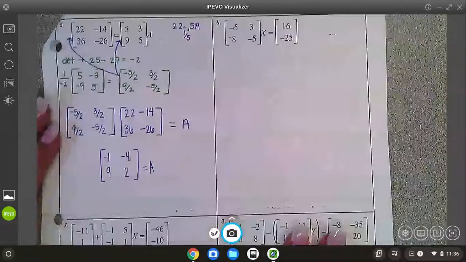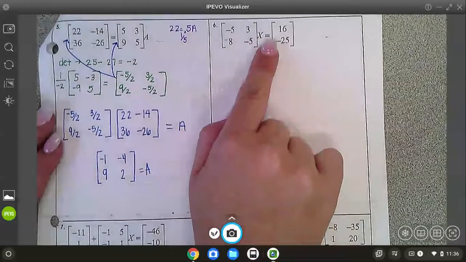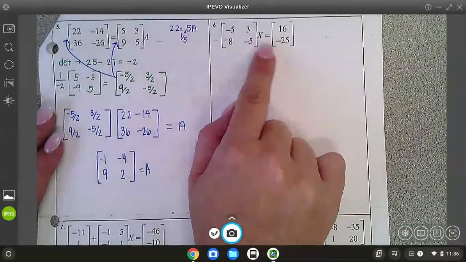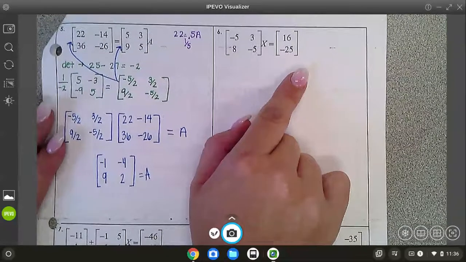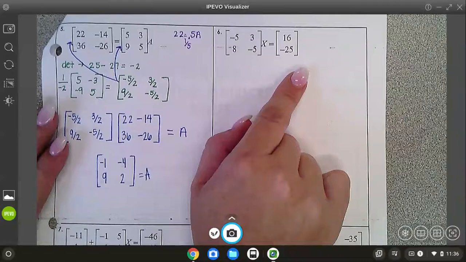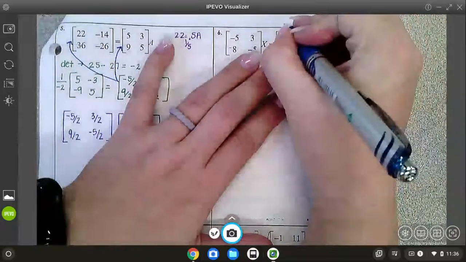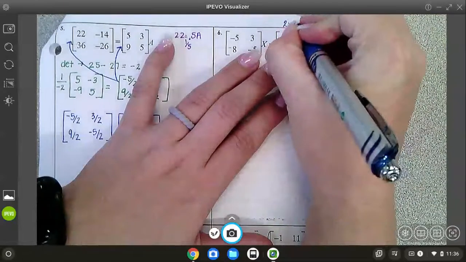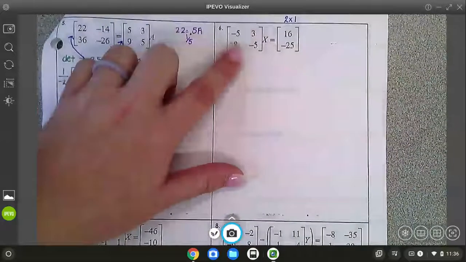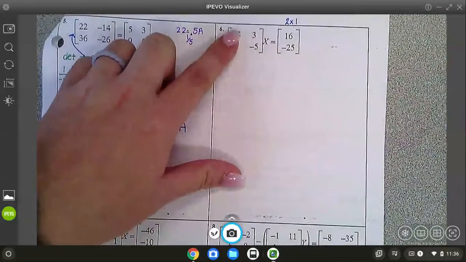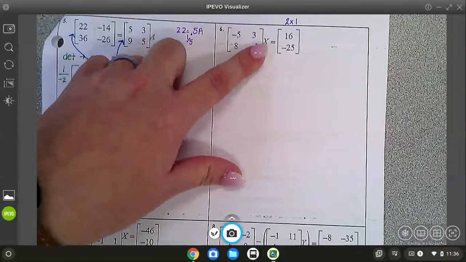So let's look at number 6. All right, so we have a matrix times x equals this one. Now let's think about this matrix. This is a 2 by 1 matrix. When I get the inverse, I'm going to have to get the inverse of the 2 by 2 because that's the one I need to get rid of. Okay, it's the one that's stuck to the x. My goal is to get x by itself.